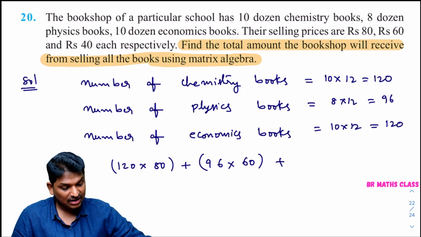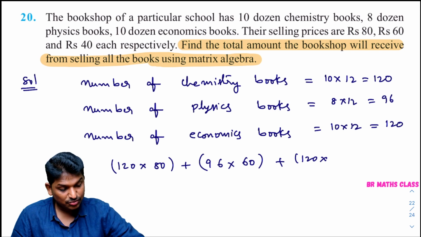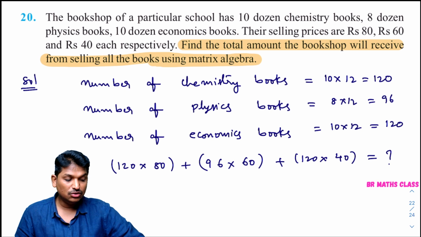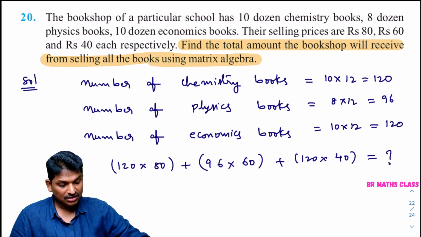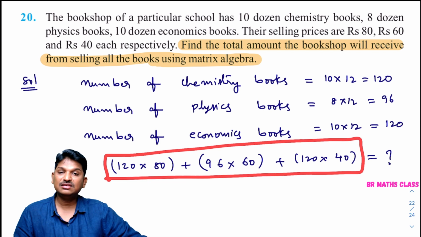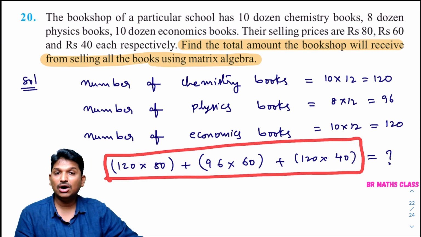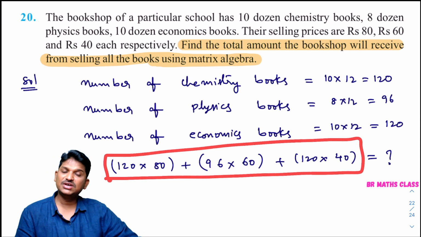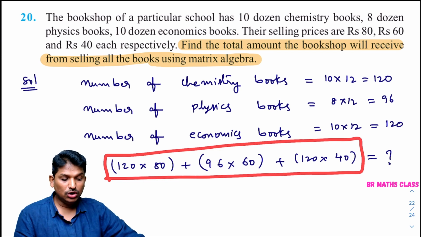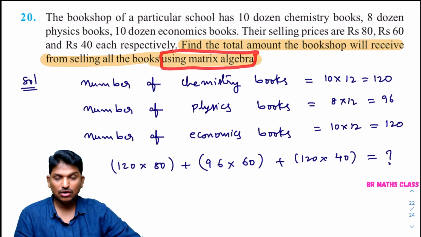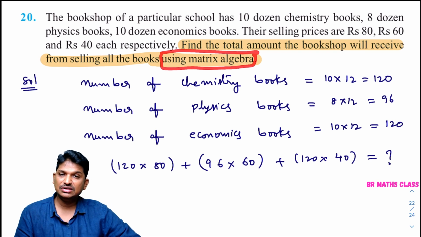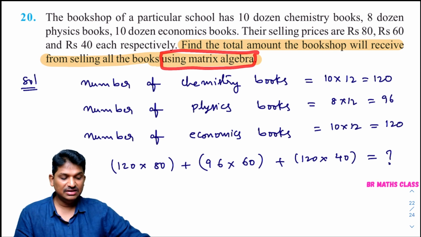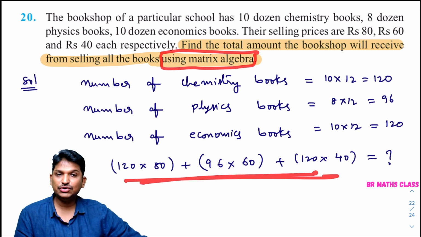Plus economics books. Total 120 books are there. Each book cost is rupees 40. Equal to, this is the total price. See, this is the total price that the shop will get after selling all the books. This is the general thing, right? If they won't ask to use matrix algebra, then we'll just calculate this and say so and so amount will be received by the shop.